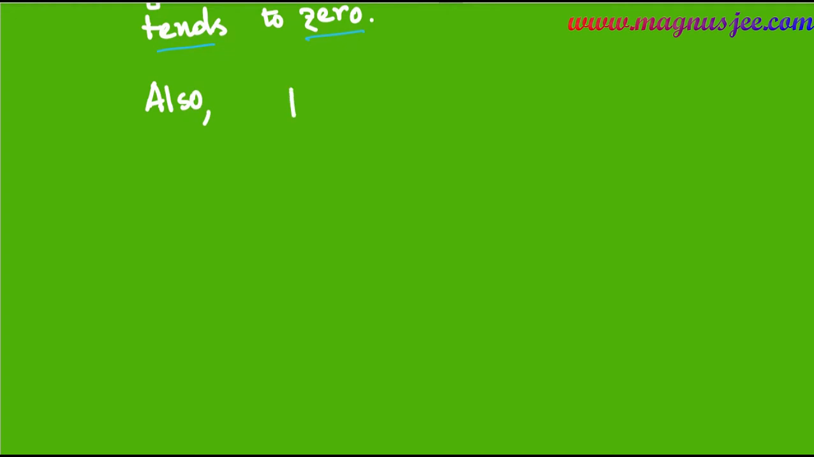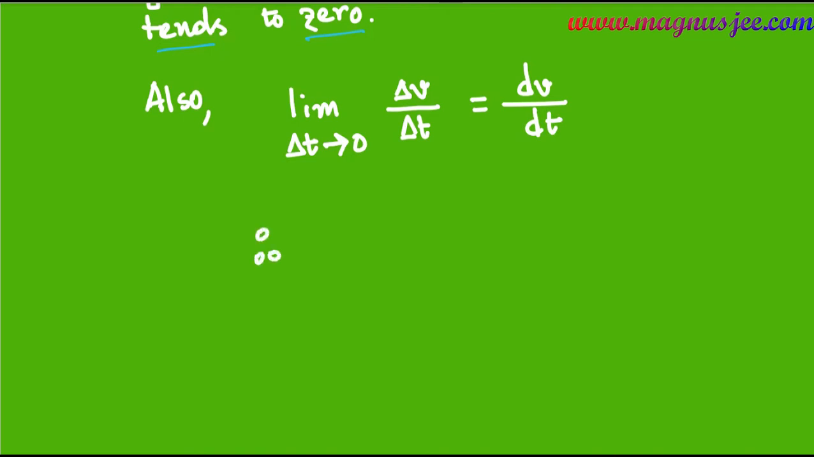Also, in place of limit, we can write limit delta t tends to 0, delta v by delta t, which can be denoted by dv by dt. dv is a very small change in velocity and dt is a very small change in the interval of time. Therefore, AI has another expression, dv by dt, because AI is limit delta t tends to 0, delta v by delta t, which is equal to dv by dt. So we get the second expression of instantaneous acceleration.